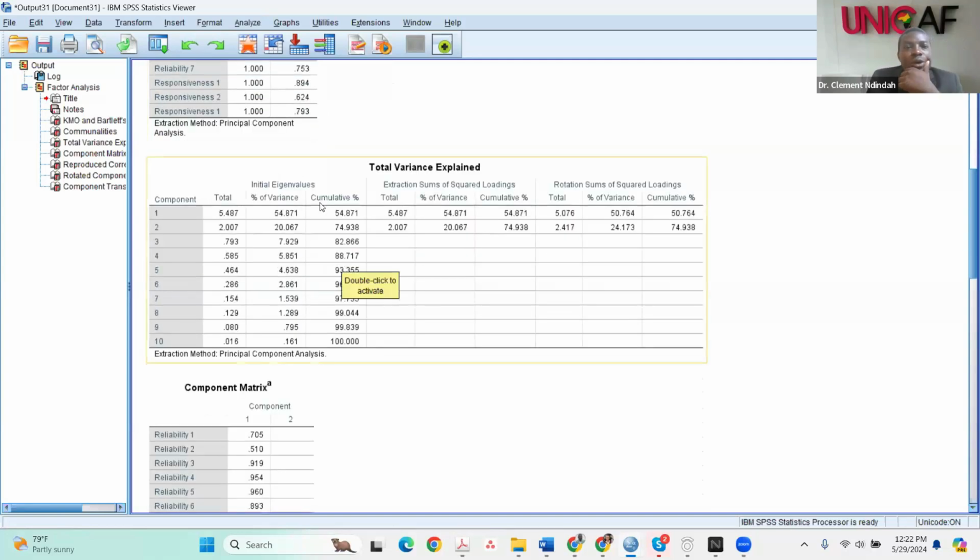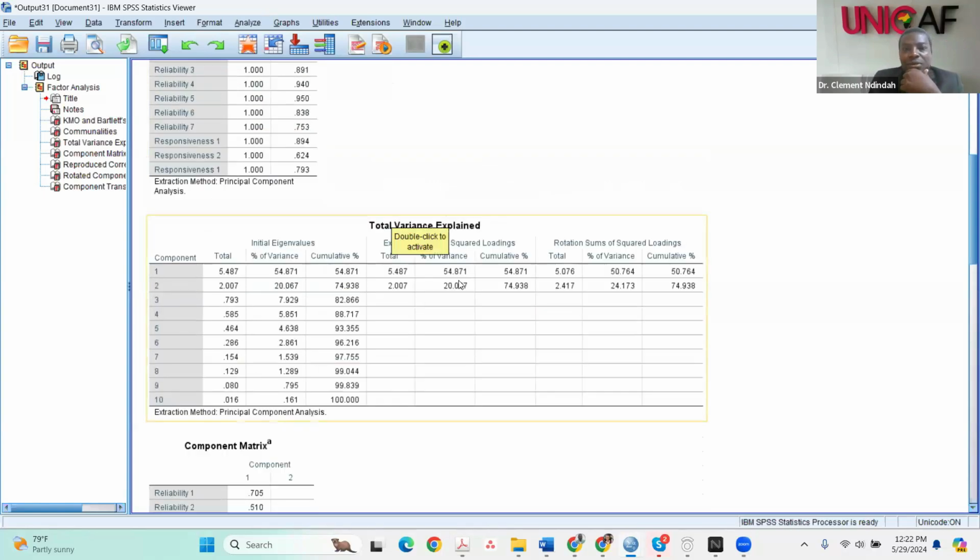So what we have next here is this table on the total variance explained. What is of interest to us here is the eigenvalues. Eigenvalue. That's what is of interest to us here. And we need to have eigenvalues that are greater than 1.